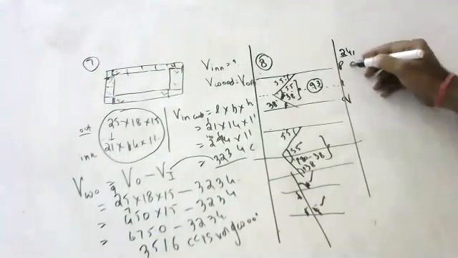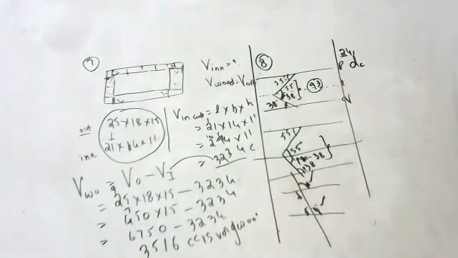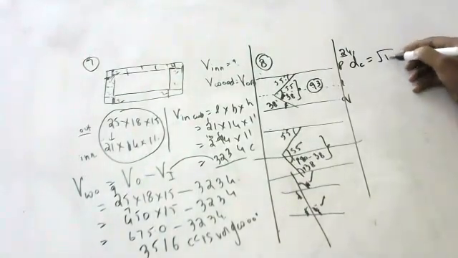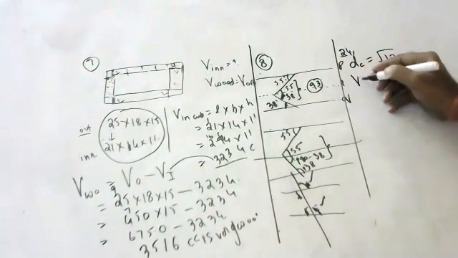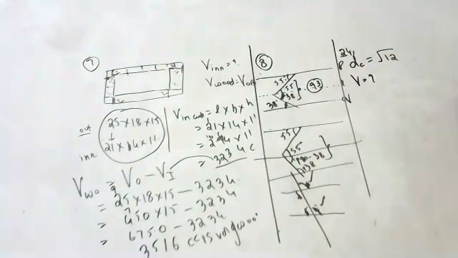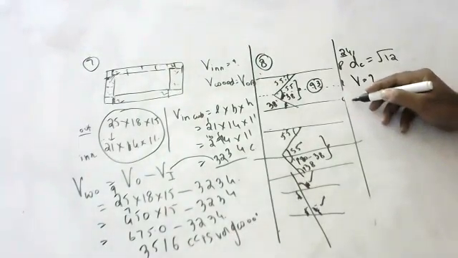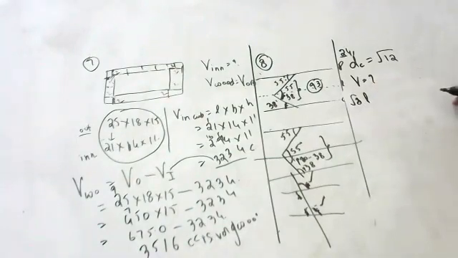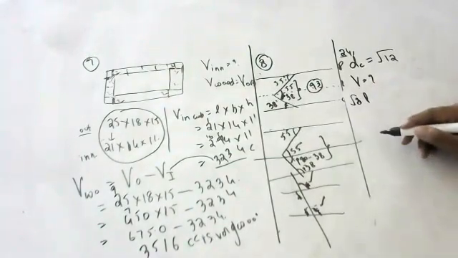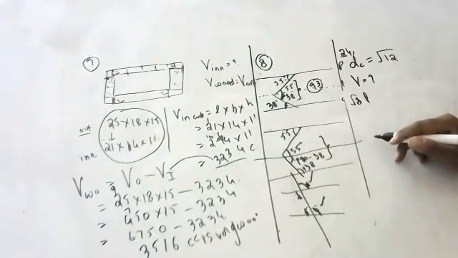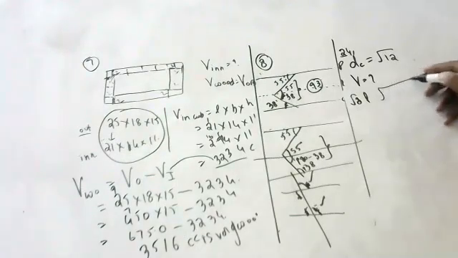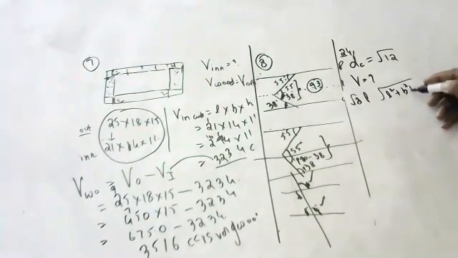Next. Children, the diagonal of a cube is root 12. What is its volume? What is the diagonal of cube formula, anyone? Root of L square plus B square plus H square. Cube, I'm asking. Diagonal of a cube means, take your room, from one corner to the other corner, that is the diagonal. Diagonal of a cube is root 3L.